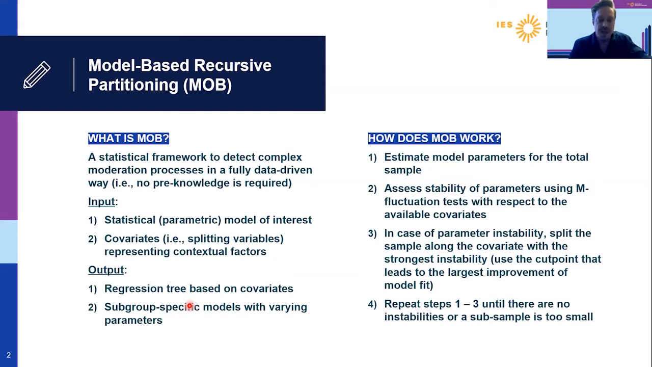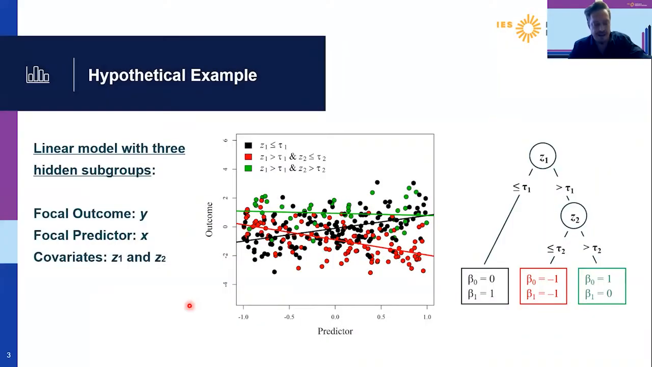So what does this mean? Let's make the idea, I hope, salient. Let's start with a simple toy hypothetical example. To keep things simple, we have one predictor that is assumed to be continuous here on the x-axis, and one outcome assumed to be continuous on the y-axis, and we just deal with the linear regression model. In addition, we have two covariates, Z1 and Z2.